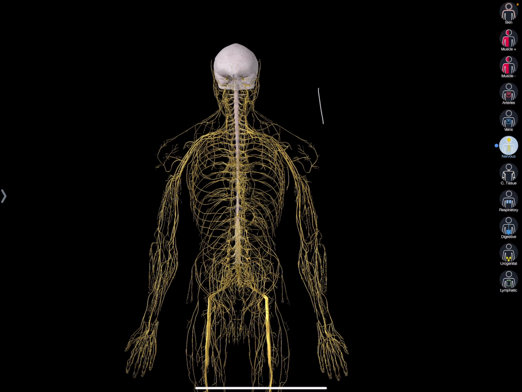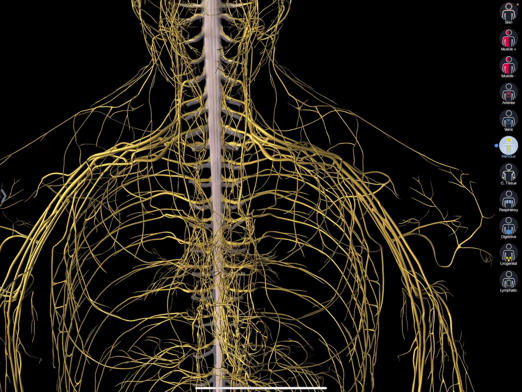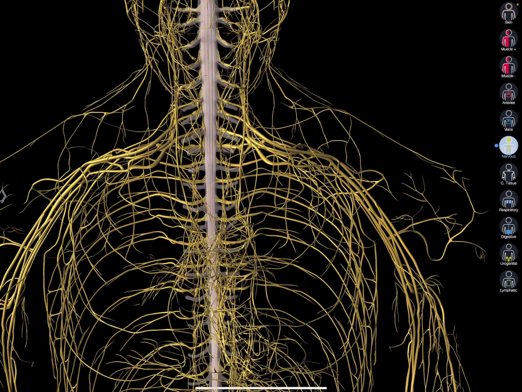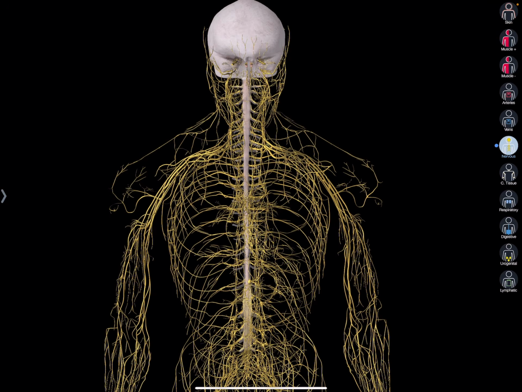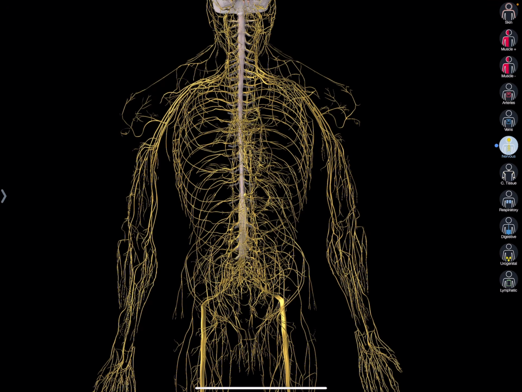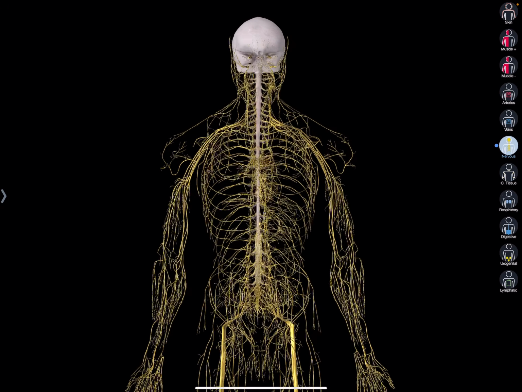Plexus, P-L-E-X-U-S, means braiding. And you can see that some of the nerves that come out and away from the spinal cord actually form these braided networks, and that's a plexus. So there's going to be the cervical plexus, the brachial plexus, and the lumbosacral plexus. They're going to be the focus of today's online lab.